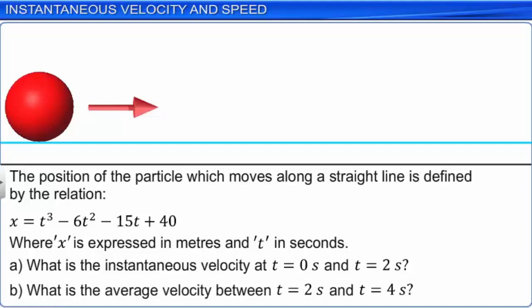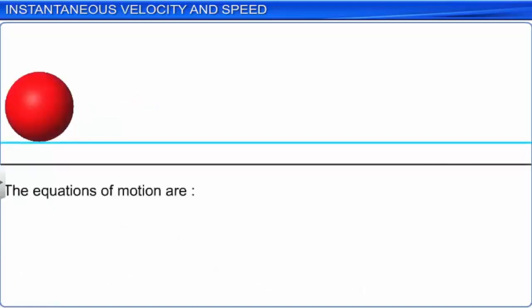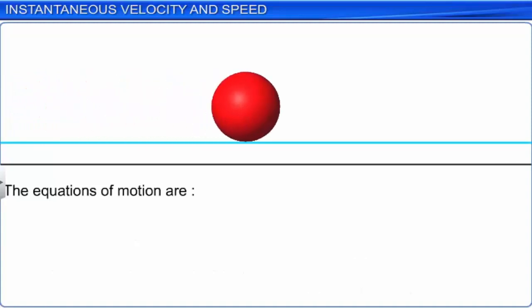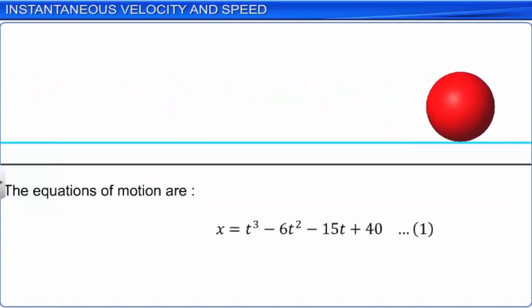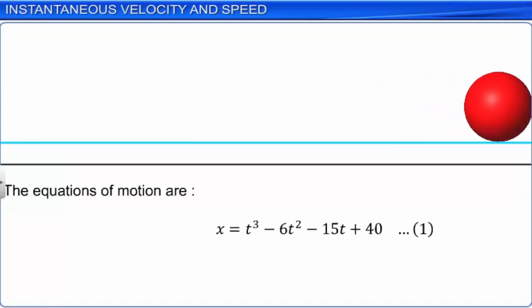Solution. The equations of motion are x is equal to t cube minus 6t square minus 15t plus 40. v is equal to dx by dt is equal to 3t square minus 12t minus 15. Label these equations 1 and 2.